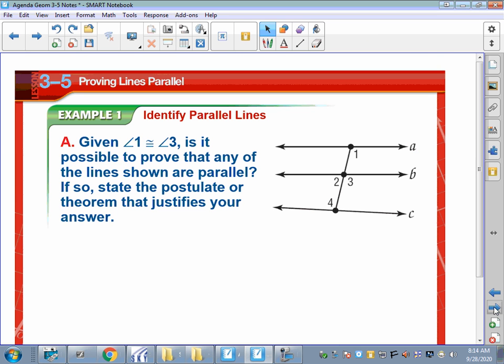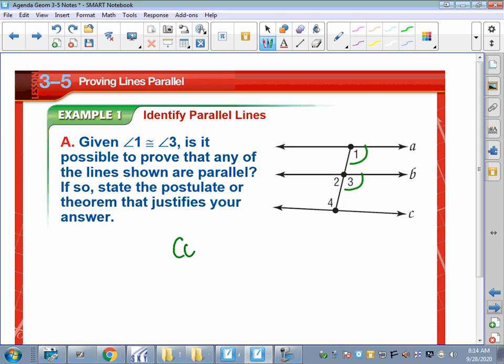So given that angle 1 is congruent to angle 3, so I'm going to even mark this. Angle 1 is congruent to angle 3. Is it possible to prove that any of the lines shown are parallel? If so, state the postulate or theorem that justifies your answer. Well, here's how I think of this. I've marked 1 and 3 congruent. What kind of angles are angles 1 and 3?